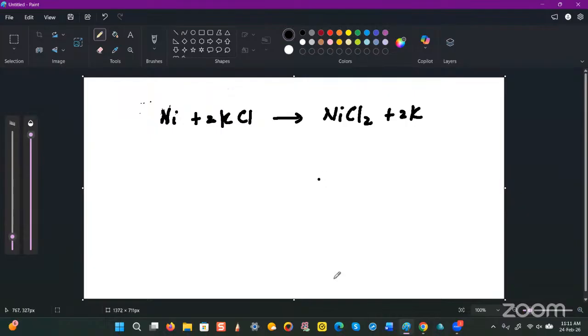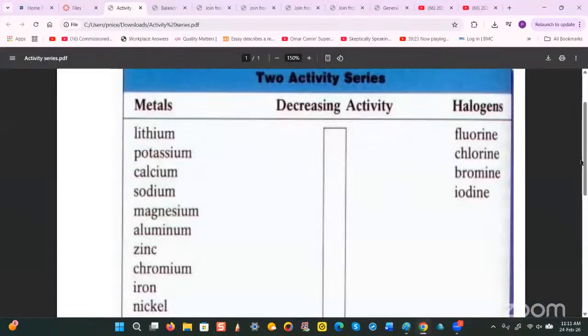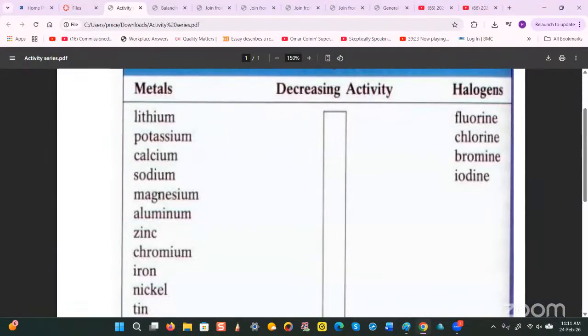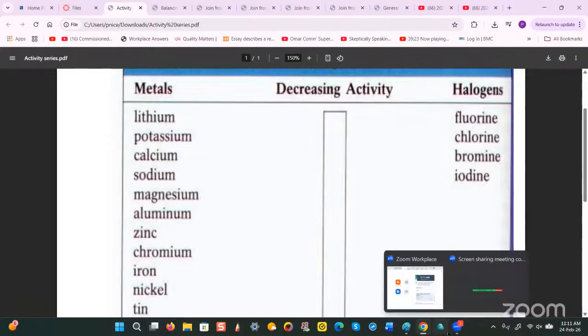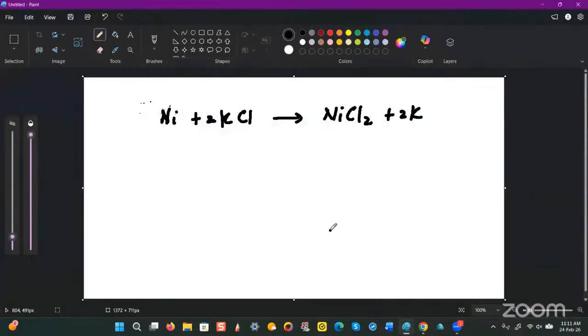So what you'd have to do is consult the table. And if you look at the table, you'll see that nickel is down here and potassium is up here. So basically, remember now, it's in order of decreasing activity going down. So what that tells us is that potassium is more reactive than nickel. So based on that, we can conclude that this reaction will not take place. So no reaction. And the reason why is because nickel is not more reactive than potassium, and therefore nickel will not displace potassium to form the products here.